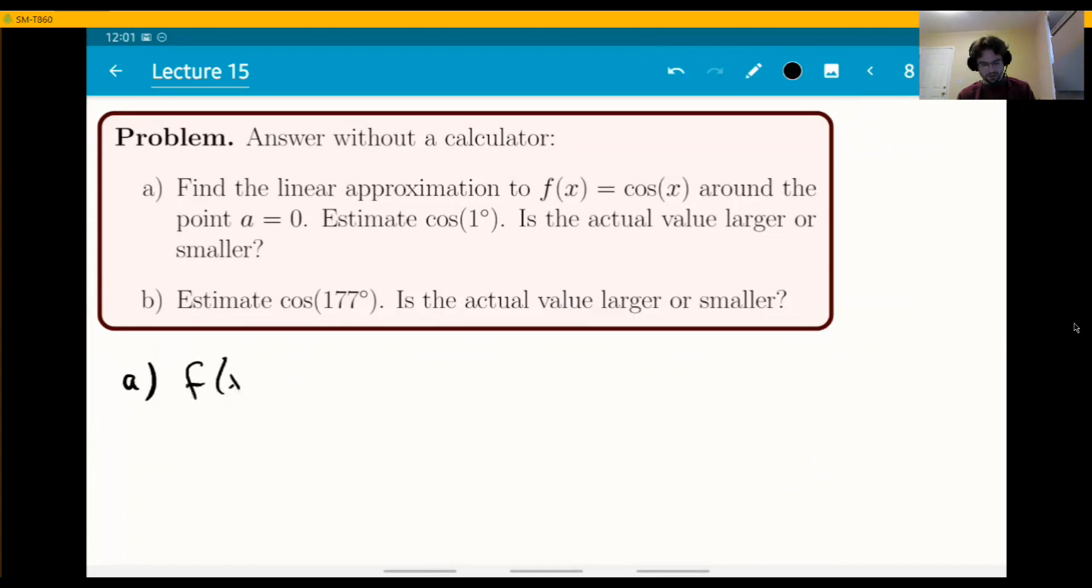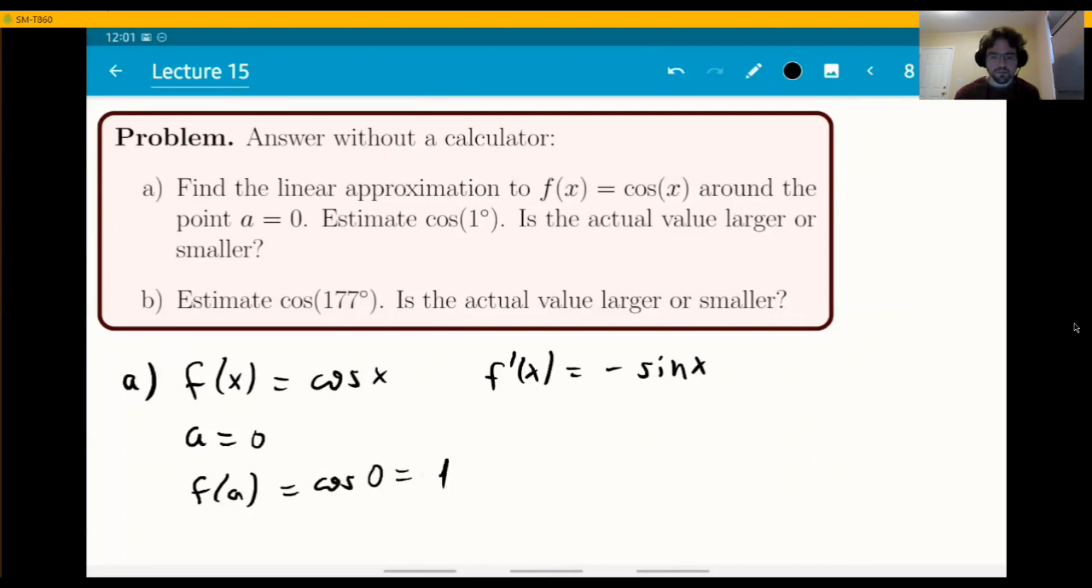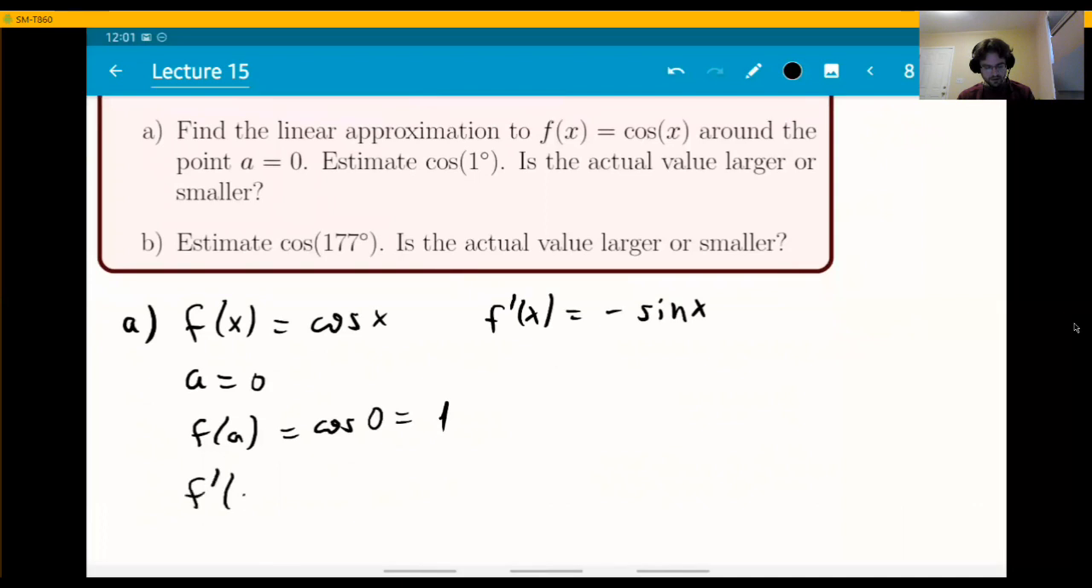Okay. f of x equals cosine. We know that we need f prime, which is minus sine. a was given as 0. f of a is then cosine of 0, which is 1. Think about your unit circle if you need. And f prime of a would be minus sine of 0, which is 0. No derivative there.